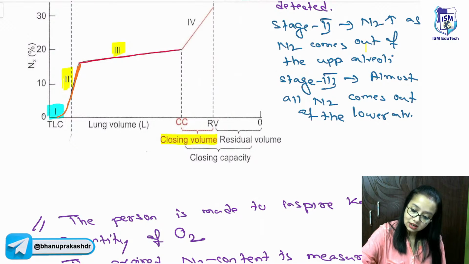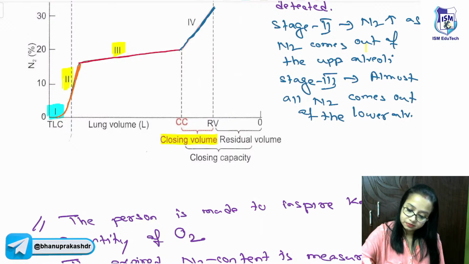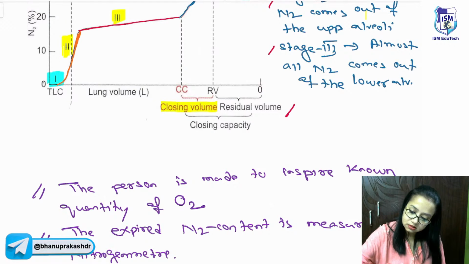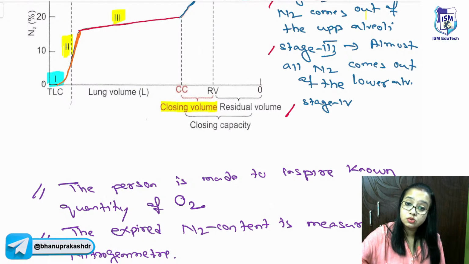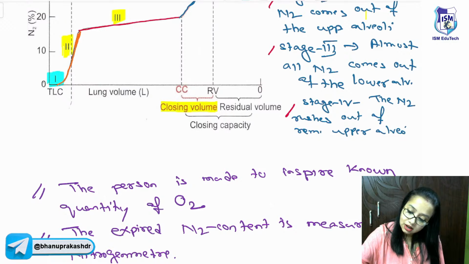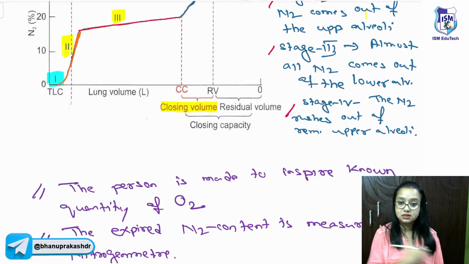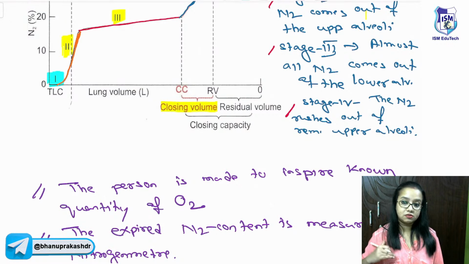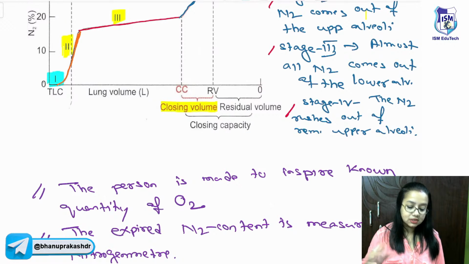The last spike that you see here is stage 4. Here the nitrogen rushes out of the remaining upper alveoli, meaning the upper part of the lungs. Whatever nitrogen is present now starts coming out. Those alveoli are not dependent alveoli; they are on the upper part of the lungs, which has the least or the weakest force of attraction.